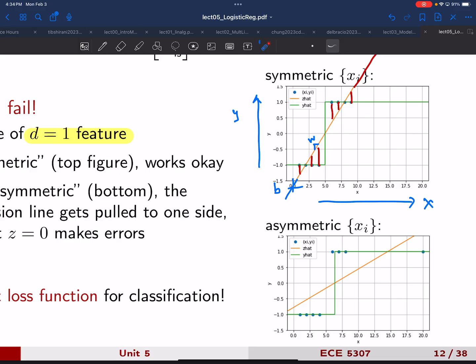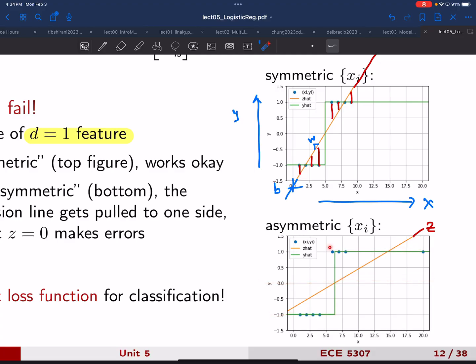But this messes up least squares because least squares is now trying to minimize the sum squared difference like that. And this is what it does. It comes up with this line. So that's our Z. But then we threshold that Z. So wherever Z is positive, we report 1. Whenever it's negative, we report minus 1.